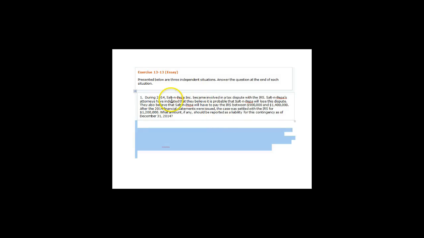All right, so during 2014, Salt and Pepper became involved in a tax dispute. The attorneys believe it is probable that Salt and Pepper will lose this dispute. They also believe they have to pay the IRS between $900,000 and $1.4 million. After the financial statements were issued, the case was settled with the IRS for $1.2 million. What amount, if any, should be reported as the liability?